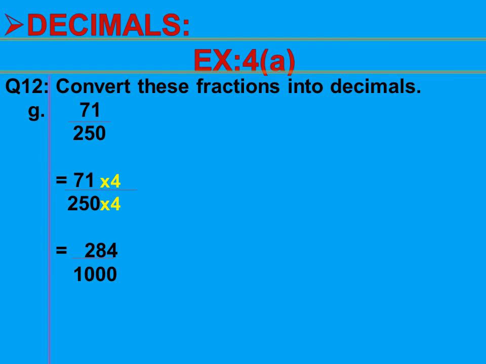Now we will replace the zeros of the denominator with the digits of the numerator. We will replace this 0 with 4, then the next 0 with 8, then 0 with 2. And we will write a point to replace the 1 in the denominator. At the end we will write our answer, that is 0.284.